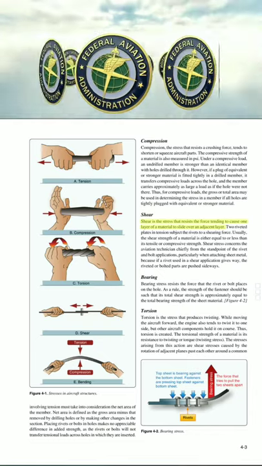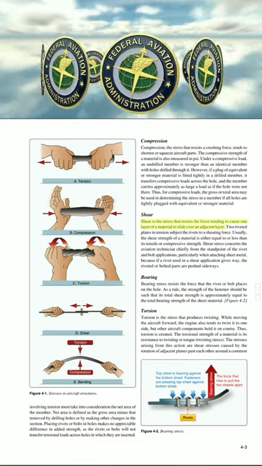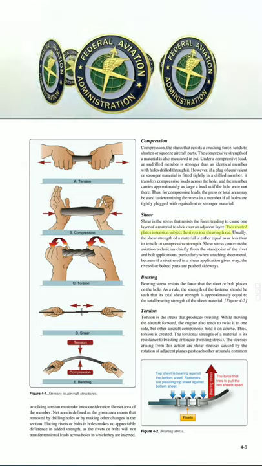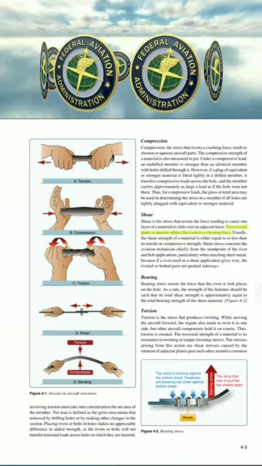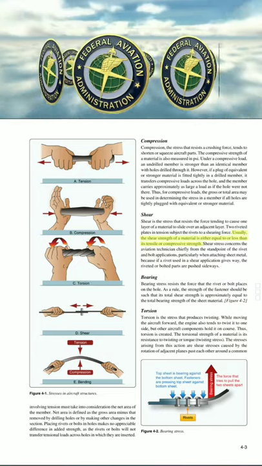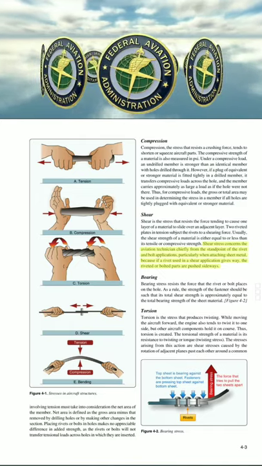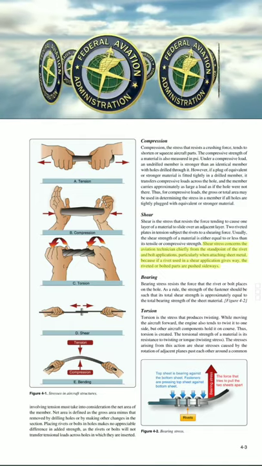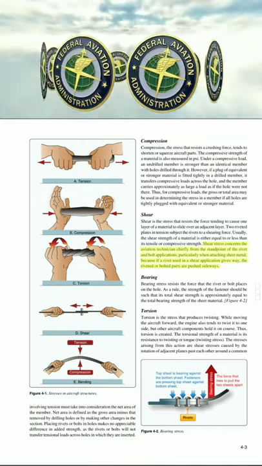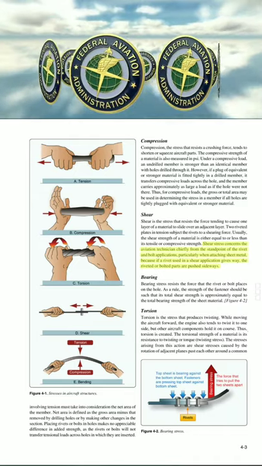Shear. Shear is the stress that resists the force tending to cause one layer of a material to slide over an adjacent layer. Two riveted plates in tension subject the rivets to a shearing force. Usually, the shear strength of a material is either equal to or less than its tensile or compressive strength. Shear stress concerns the aviation technician chiefly from the standpoint of rivet and bolt applications, particularly when attaching sheet metal, because if a rivet used in a shear application gives way, the riveted or bolted parts are pushed sideways.